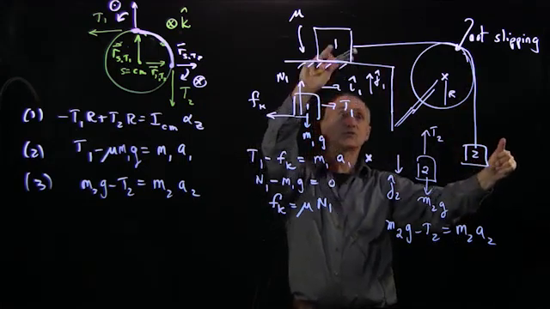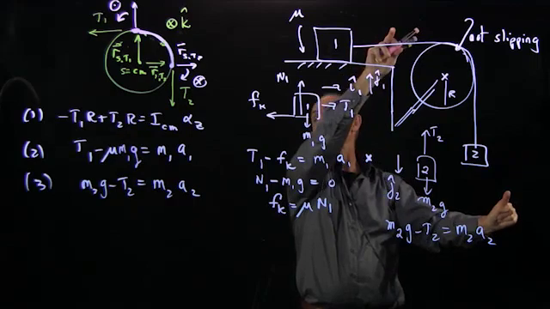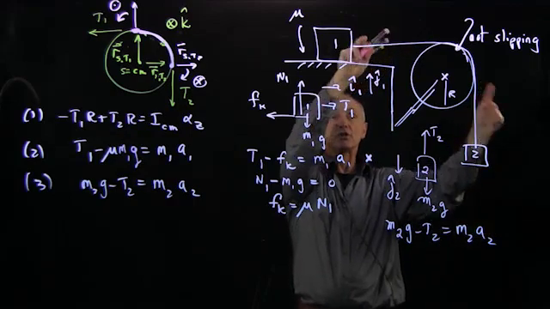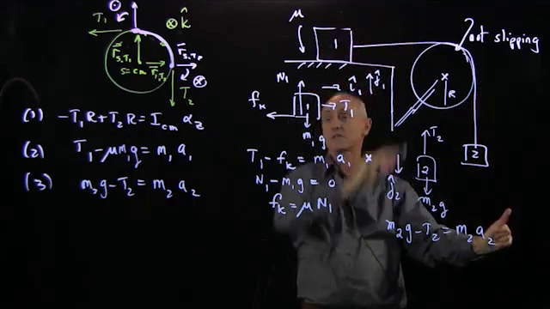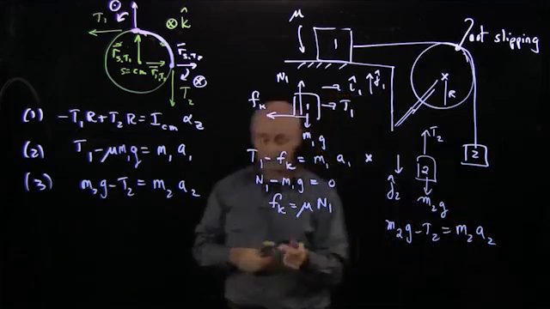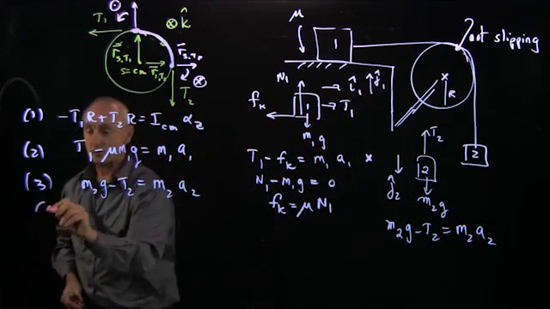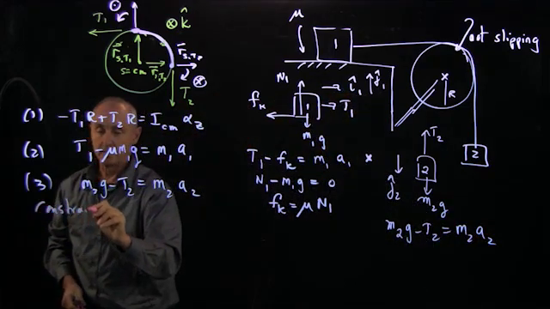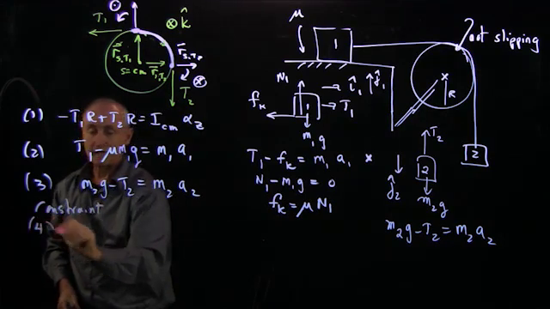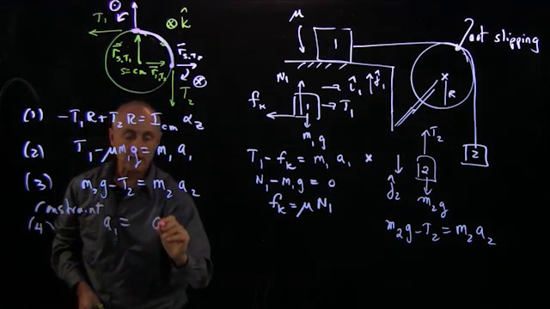As mass 2 goes down, mass 1 goes to the right. The string is not stretching, so they're moving at the same rate, so they have the same acceleration. So my first constraint is that a1 equals a2.